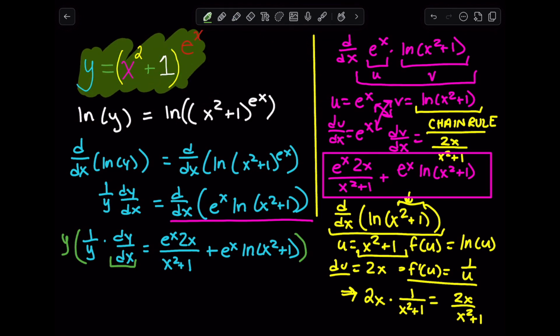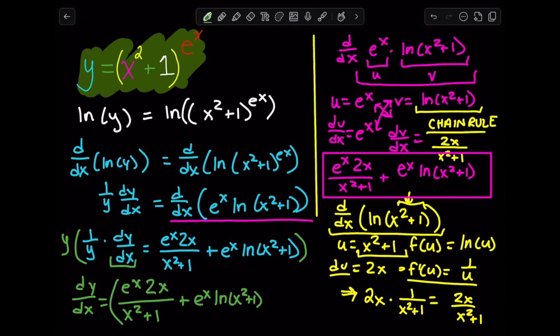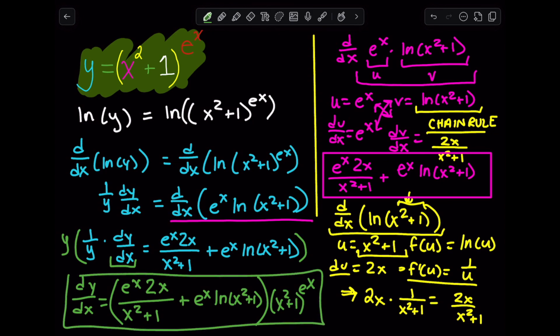This y is actually referring back to what's given to us in the problem statement, which is y equals x squared plus 1 to the power of e to the x. So we actually need to substitute this into our solution to get our final answer. So all that being said, we're left with dy dx equals e to the x times 2x over x squared plus 1 plus e to the x ln x squared plus 1, all multiplied by our problem statement y, which is x squared plus 1 to the power of e to the x. And finally, that's going to be our answer to this problem.